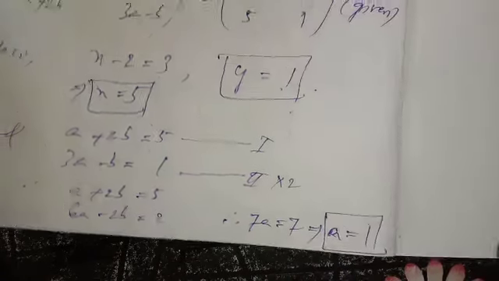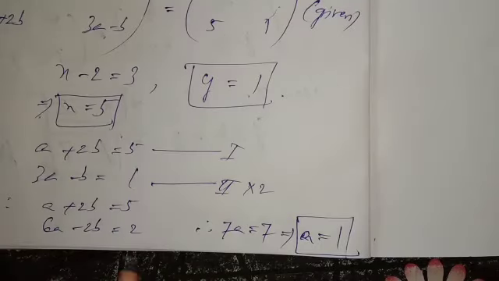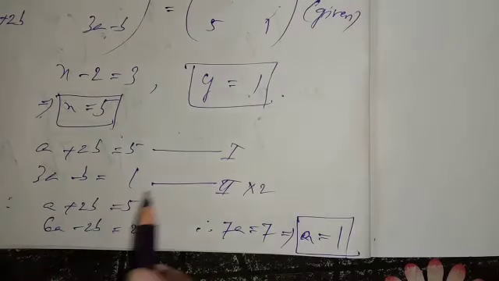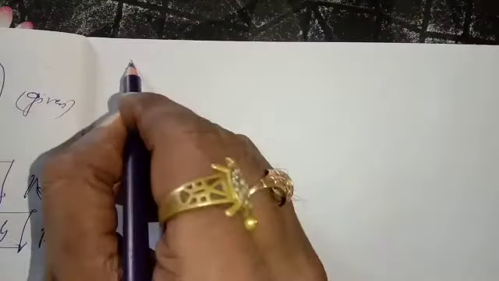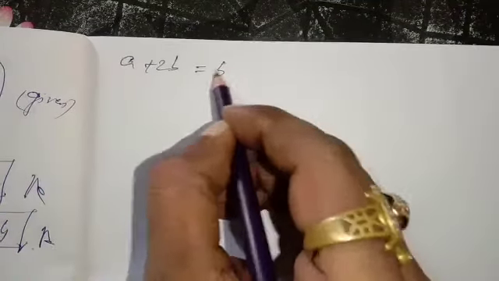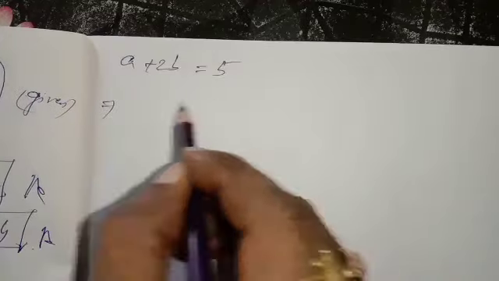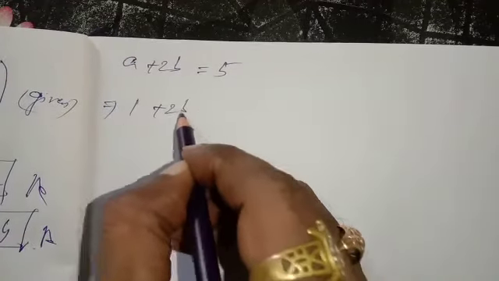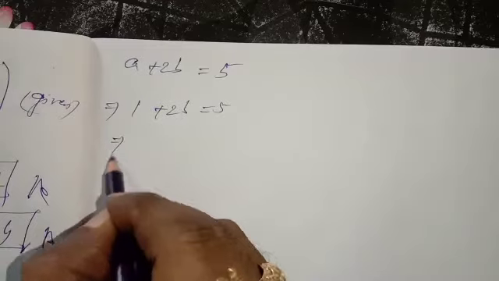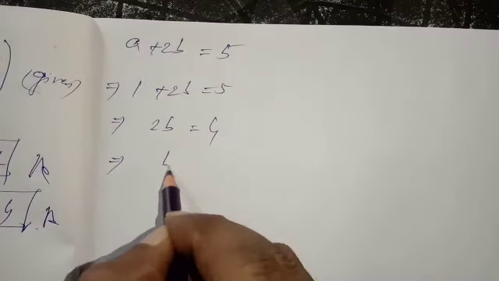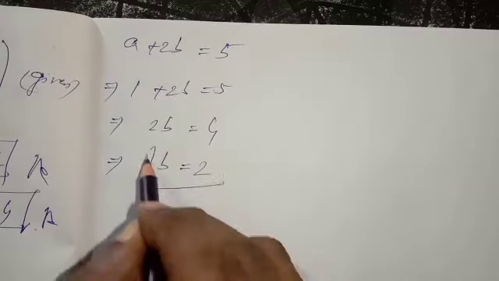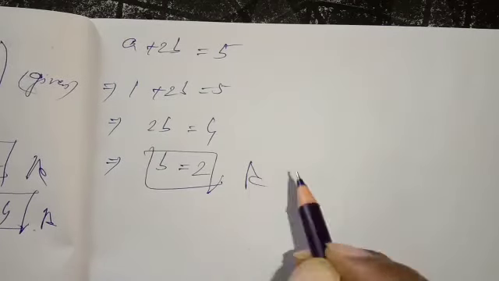Now, put in the value of a in equation 1. We will get the value of b. a plus 2b is equal to 5. Yes or no? a value how much equal to 1? 1 plus 2b is equal to 5. Therefore, 2b is equal to 4. b will be how much? Dividing 2 both sides, b is equal to 2. In this way, question number 8 also completed.